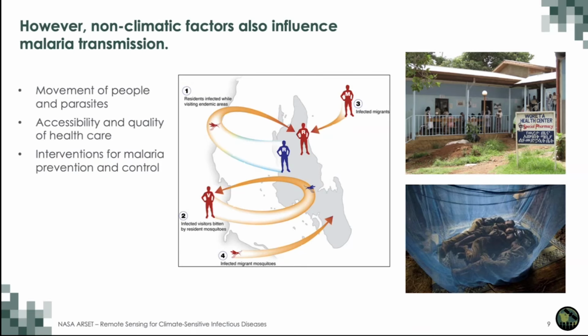We need to keep in mind, however, that there are also a lot of non-climate factors that influence malaria transmission. In terms of parasite movement, parasites tend to be moved by people more than mosquitoes. People travel much longer distances than mosquitoes do. There are other factors like the accessibility and quality of healthcare that determine whether the healthcare system is able to effectively reduce malaria impacts. Also, the timing and the effectiveness of different types of interventions for malaria prevention and control. So we need to keep in mind that although climate's important, it's one of a whole suite of factors that influence malaria transmission.